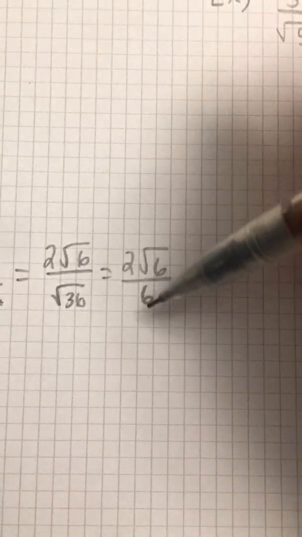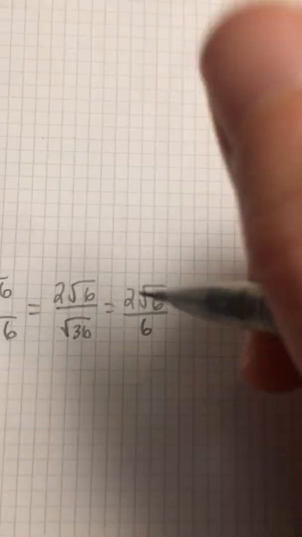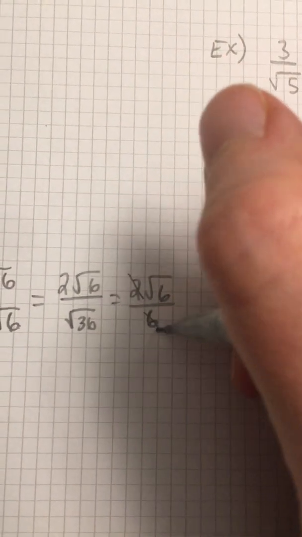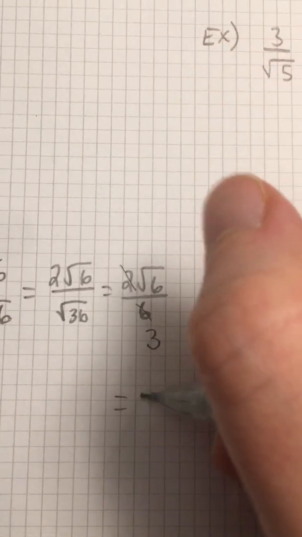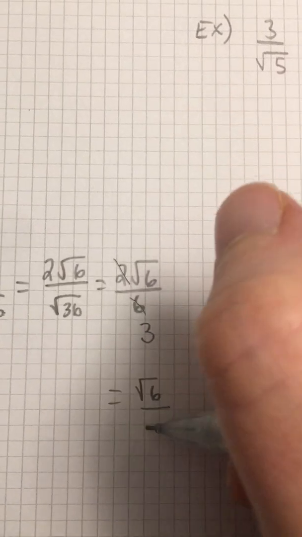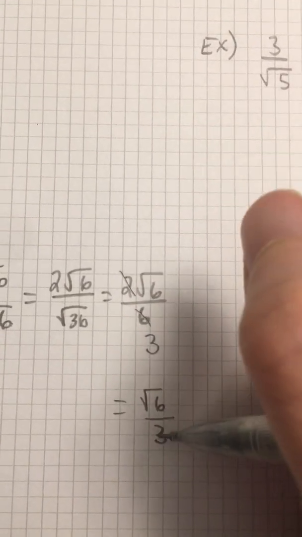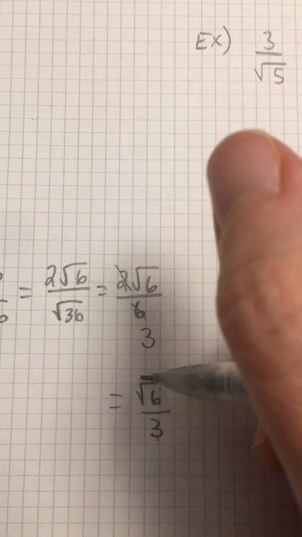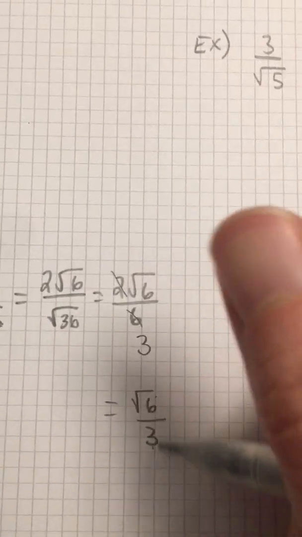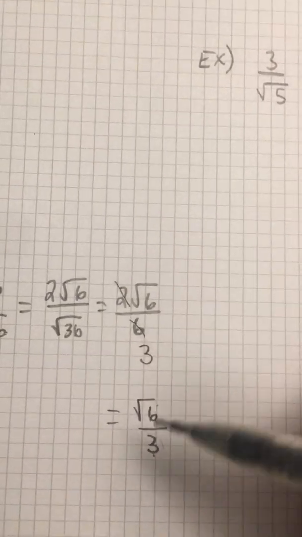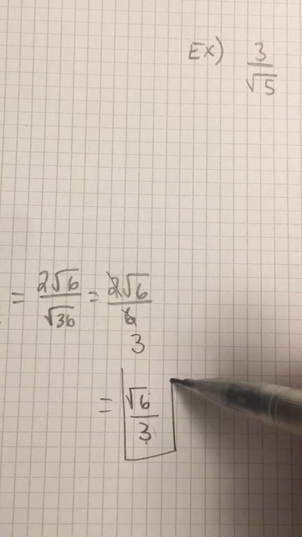2 and 6 are outside, so we can do some more reducing. 2 goes into 6 3 times. So I end up with a root 6 in the top and a 3 in the bottom. Now we can't simplify here because this is in jail, this is under the root, and this is outside. There is no root, there is no jail there. Final answer.